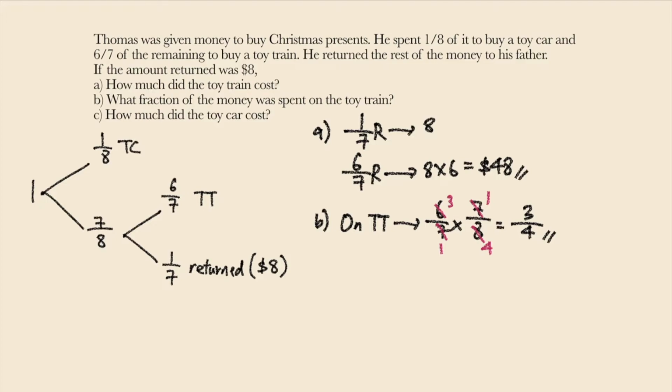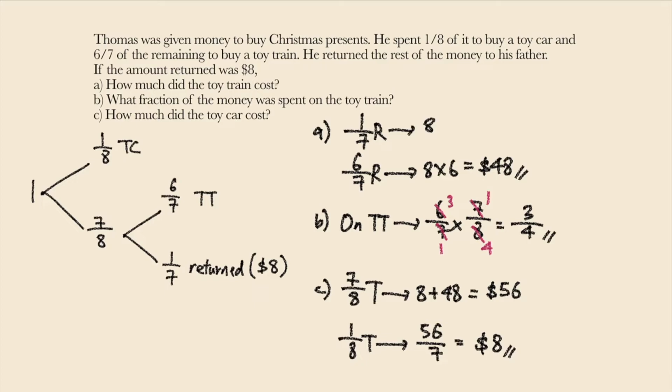How much did the toy car cost? Now, since we are told that 1 unit is $8 here, and 6 units is $48 here, if we combine $8 with $48, we would get this part here. And that's what we'll do. That's $56. And that means 7 over 8 of the total was $56. Question, how much on the toy car? Now, if 7 over 8 is $56, what's 1 over 8? We're just going to take these 7 units, 56, divide by 7. And the answer is $8.